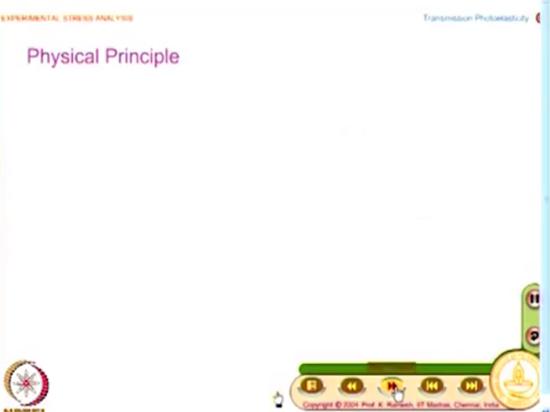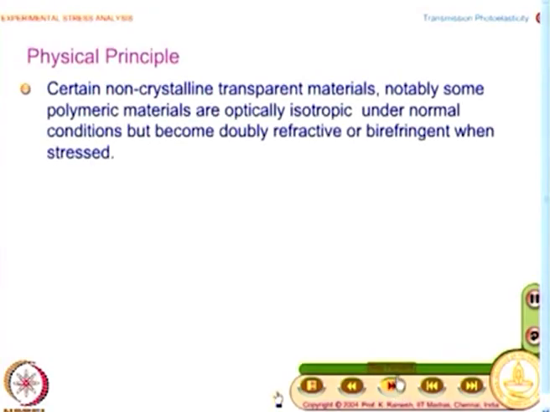And what is the physics behind this? The physics behind this is that certain non-crystalline transparent materials, notably some polymeric materials, are optically isotropic under normal conditions, but become doubly refractive or birefringent when stressed. And this is a key concept. So, when you go to photoelasticity, the concept of birefringence is very important, and you may not have had an understanding of birefringence earlier, because even in your earlier courses in physics you might have had only a passing reference, and you have to understand what birefringence is for you to appreciate photoelasticity.